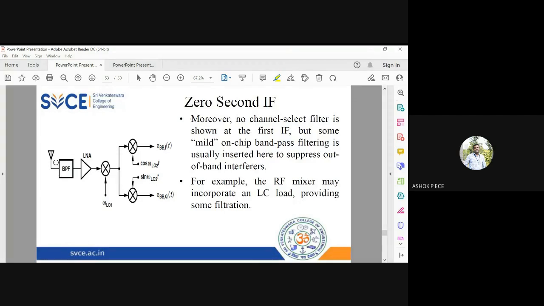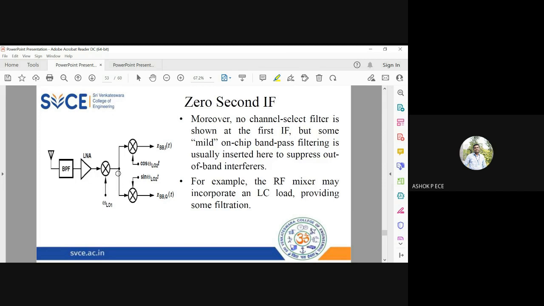Also see here, only one filter we are having at the beginning. Previously you have seen we have an image reject filter and a channel select filter. Image reject filter comes before the mixer, and after the mixer you will have the channel select filter. But see here, because I'm going to replace everything by a very high powered band pass filter at the beginning, followed by an LNA, I don't need all those channel selective filters at the first IF.